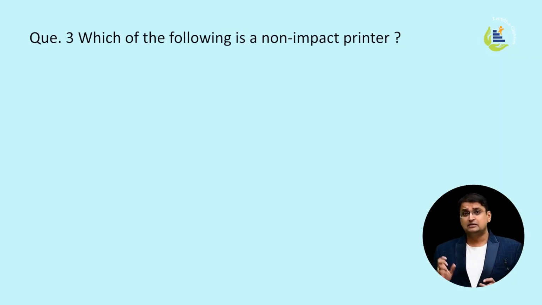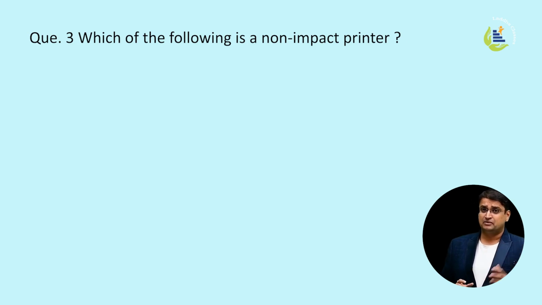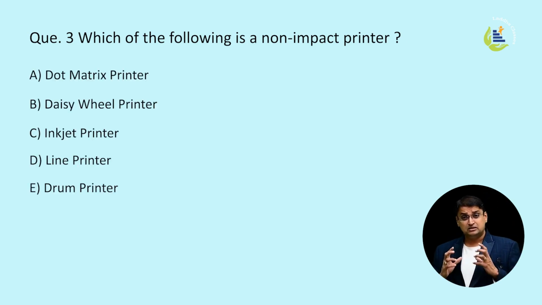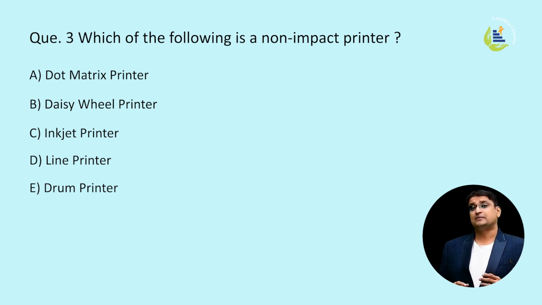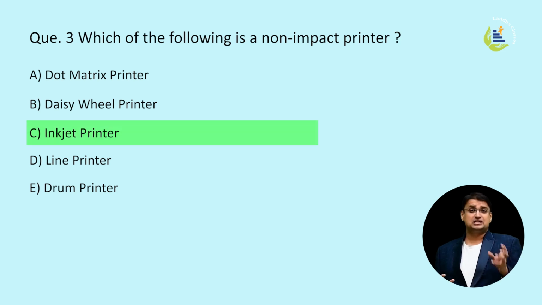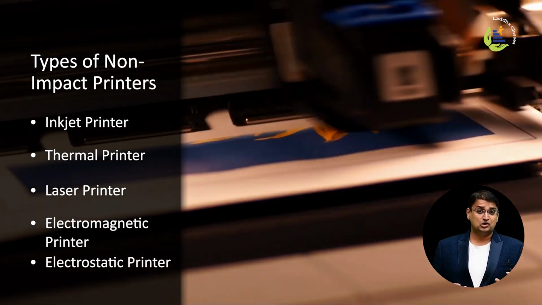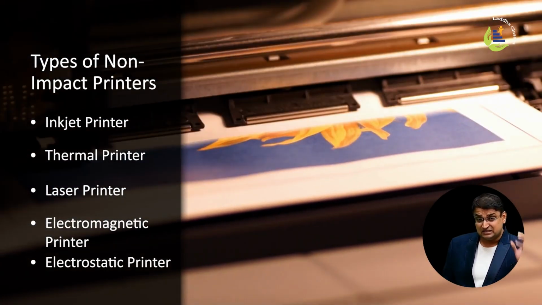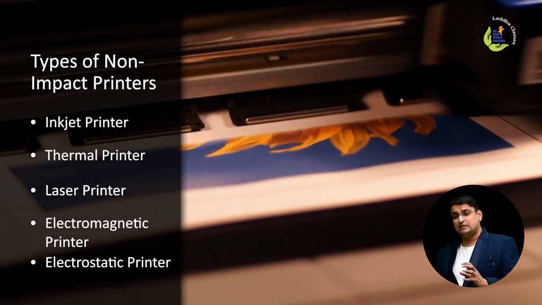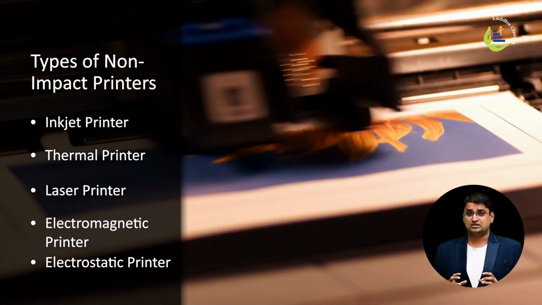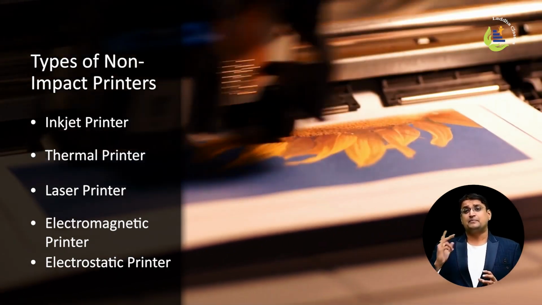Question 3. Which of the following is a non-impact printer? Options are dot matrix printer, daisy wheel printer, inkjet printer, line printer, drum printer. Correct answer option is C, inkjet printer. Because inkjet printers use liquid ink sprayed onto paper without physical impact, making them non-impact printers. Dot matrix, daisy wheel, and line printers are impact printers.